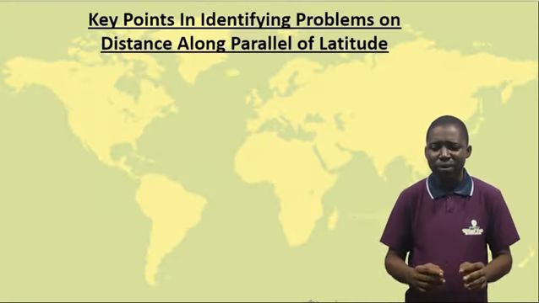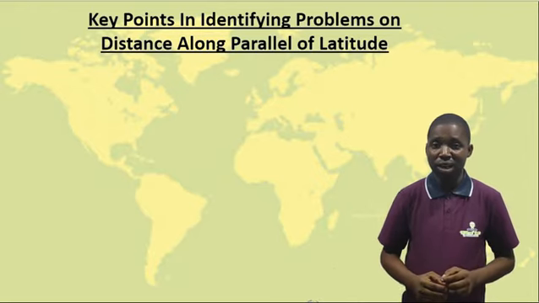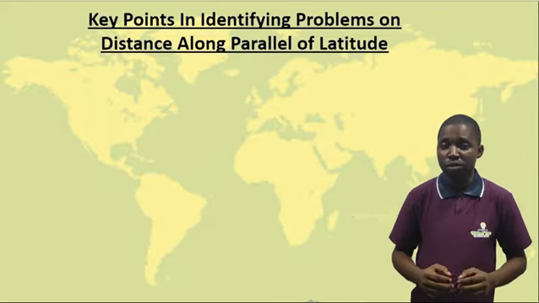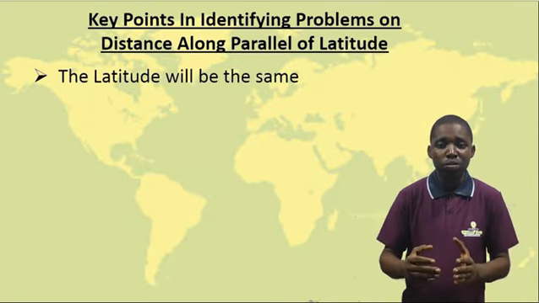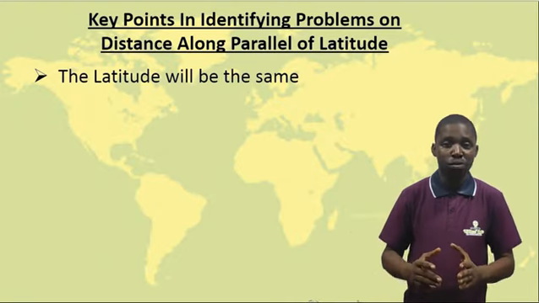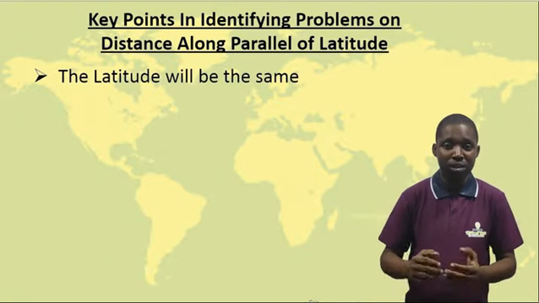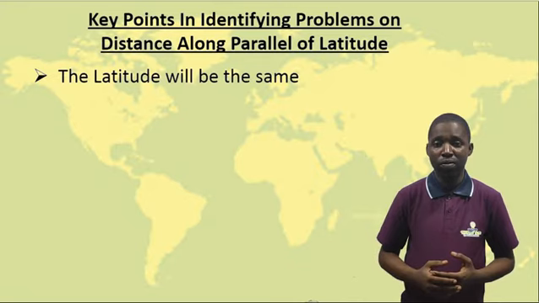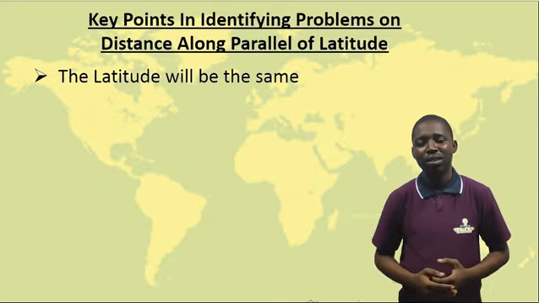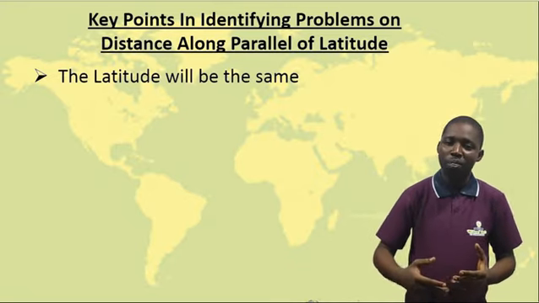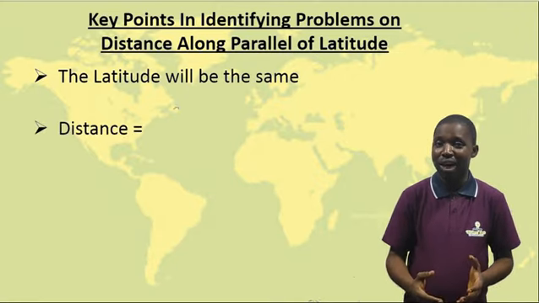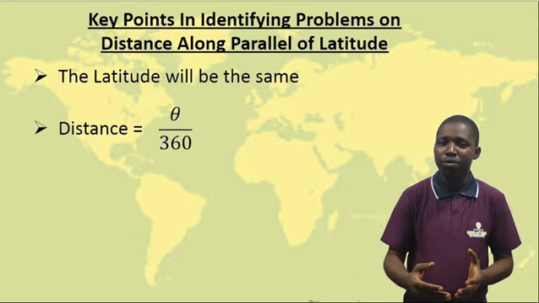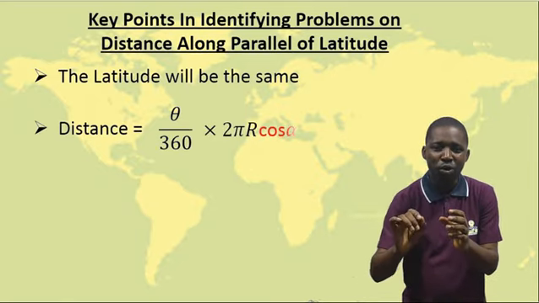Let us start this way. Let us get the key points in identifying problems on distance along parallel of latitude. The first thing we need is to know that the latitude will be the same. The latitude must be the same when having problems involving distance along parallel of latitude. Then we still use the formula for distance along parallel of longitude, which is theta over 360 times 2 pi r, but we add cos alpha.